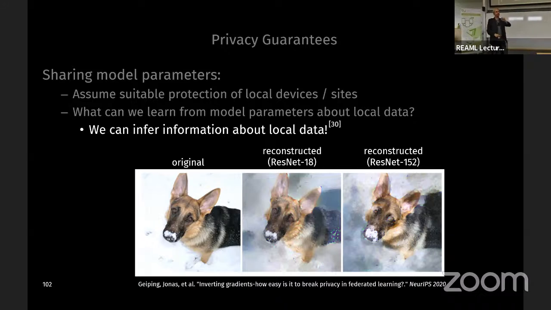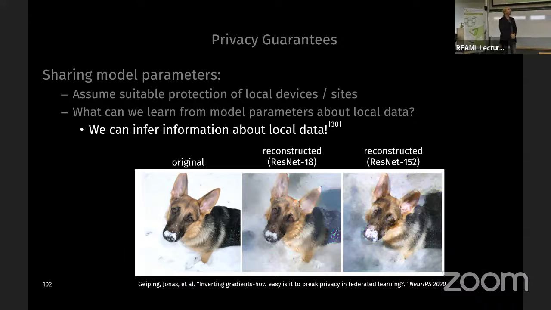In principle, you can infer things about local data even just from the model parameters. There's the whole inversion attack where you can try to reconstruct the local data set. And even easier is the membership inference attack, where you take a data point and just ask, was that in the training set or not? And this is fairly doable.